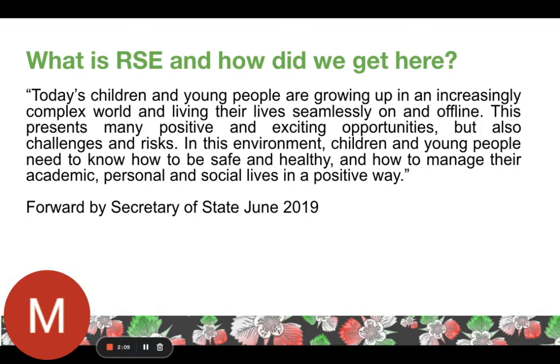Initially, when the guidance was first published, schools were given until September 2020 to implement this. However, with COVID, schools have now been given until September 2021, and it is now compulsory to cover all of the content within the school setting.